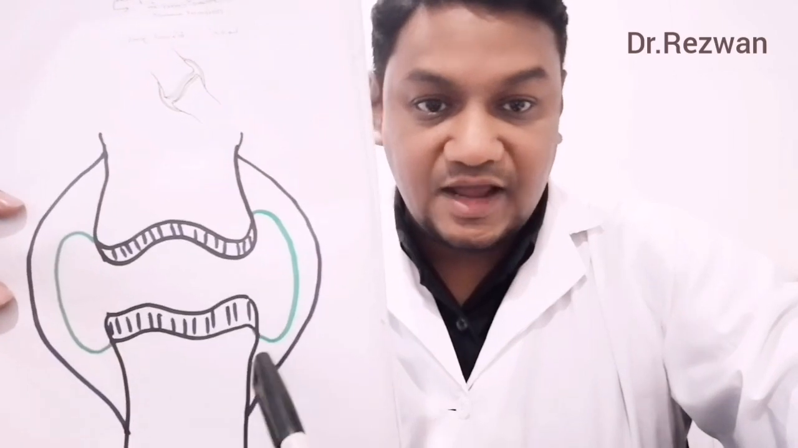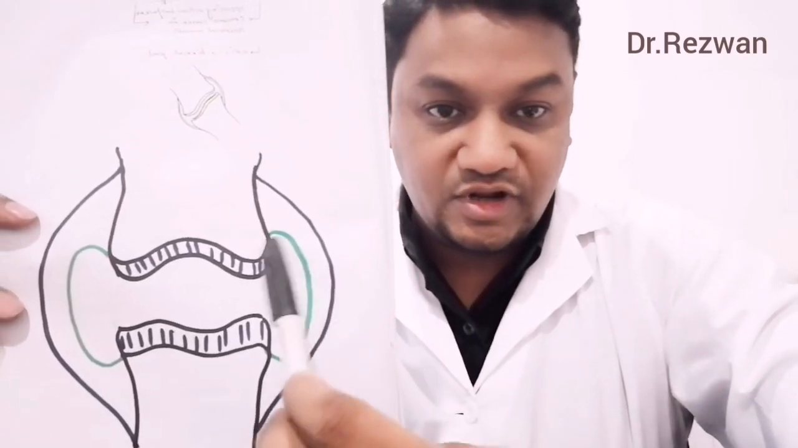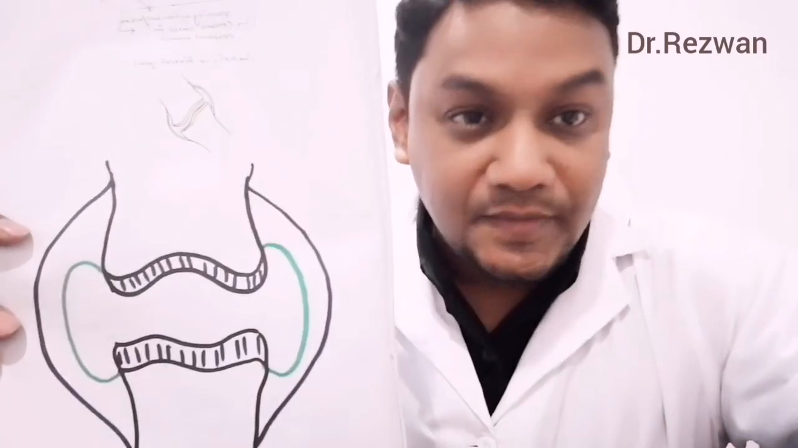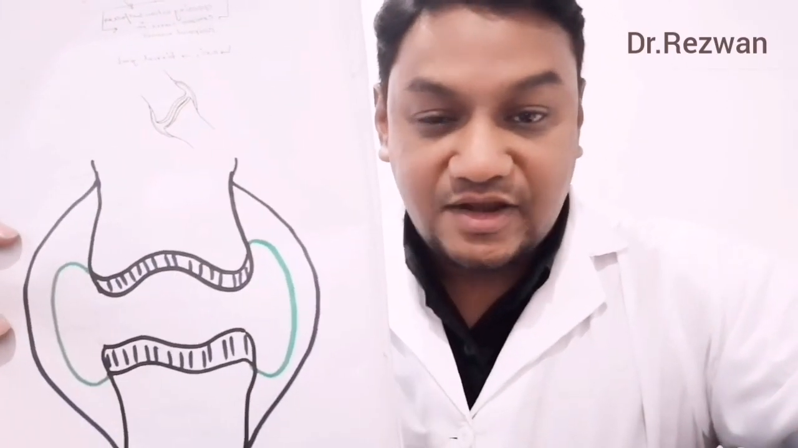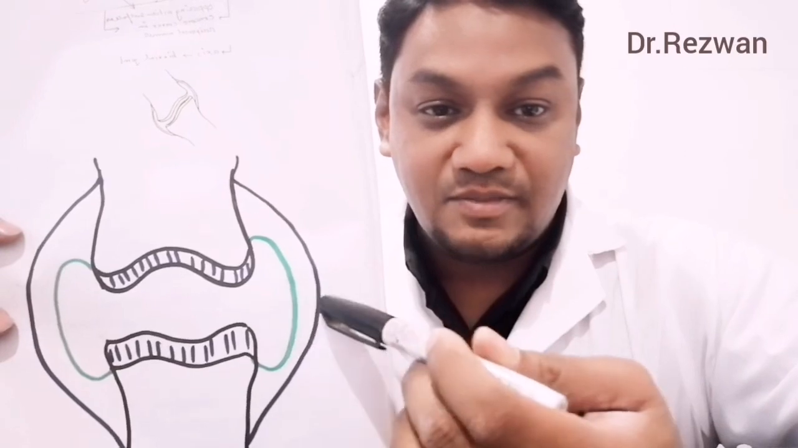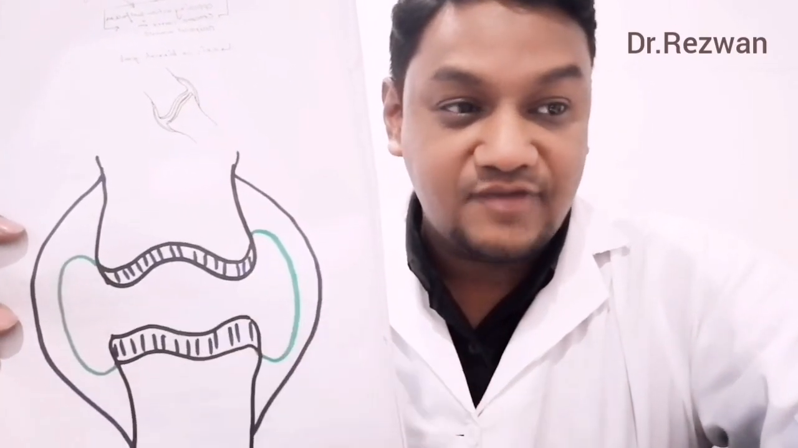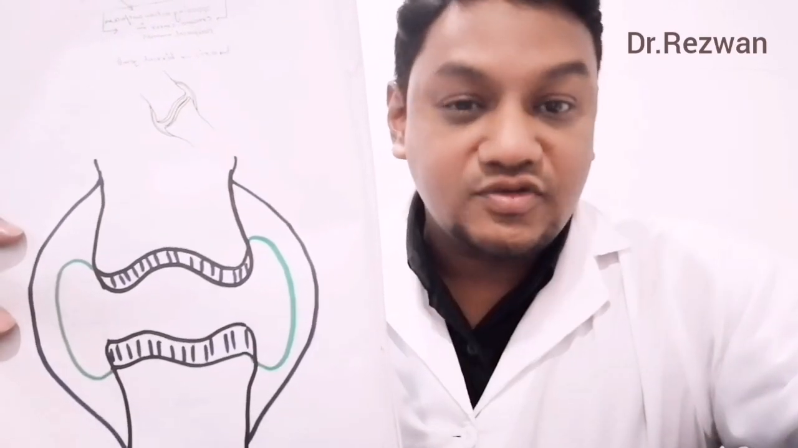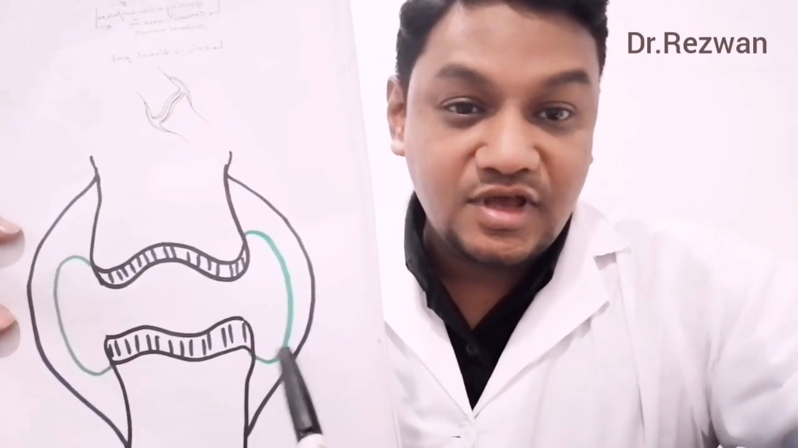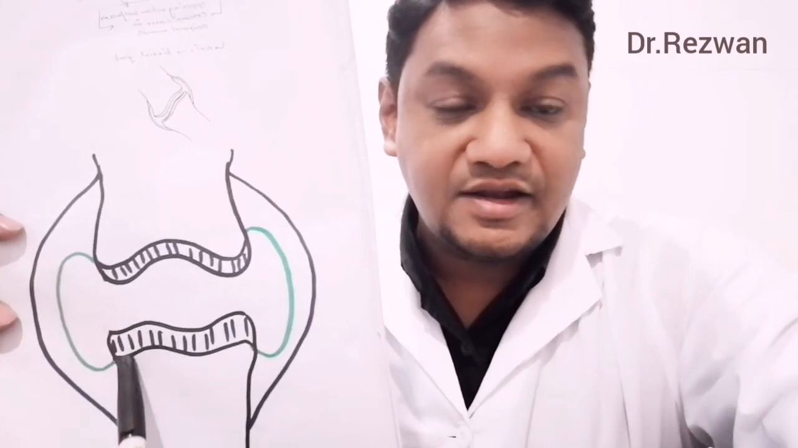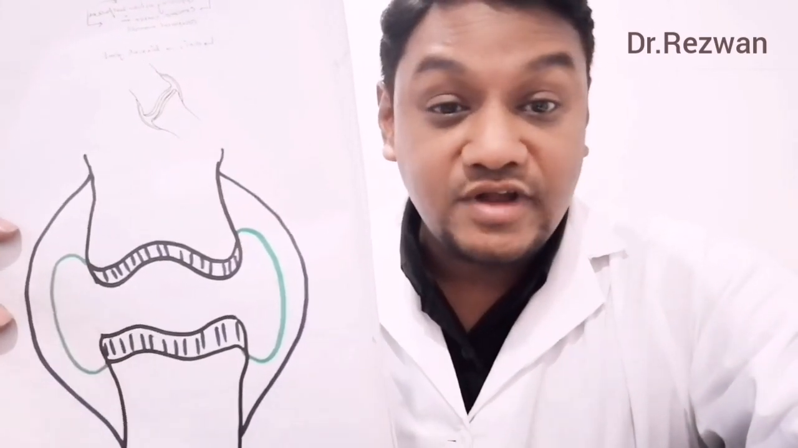And the green color thing that I want to show you over here is nothing but the synovial membrane. This green color thing is the synovial membrane, and this synovial membrane is producing the synovial fluid inside this cavity, and this is called the synovial cavity. What you need to notice over here is that the synovial membrane is not covering the articular cartilages.